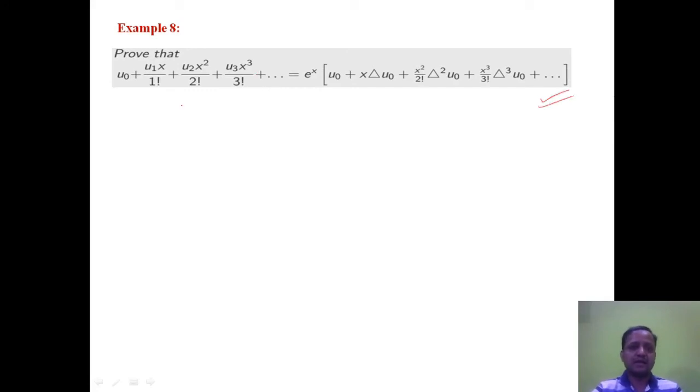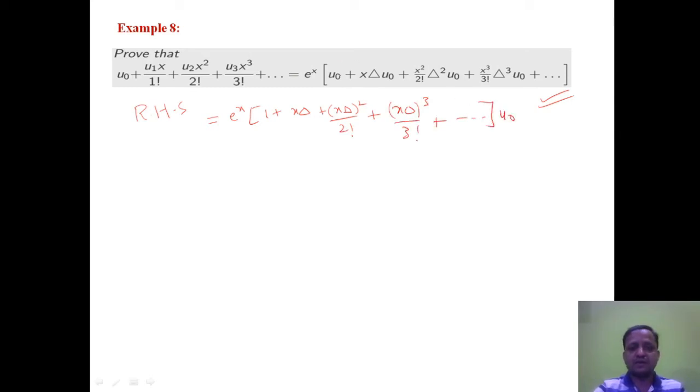Example 8 is a little bit lengthy, but you can prove it. Either you can consider the LHS part or the RHS. Here I am considering the RHS part. Consider RHS. What is RHS? This part. In this part, you can take u naught common over 1 plus x delta plus x delta whole square by 2 factorial plus x delta whole cube by 3 factorial plus and so on, acting on u naught.